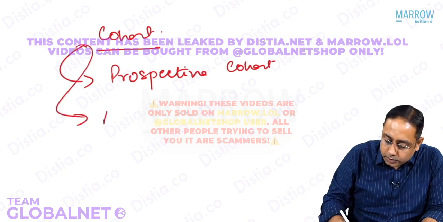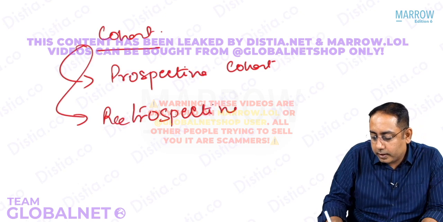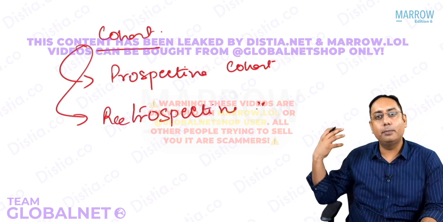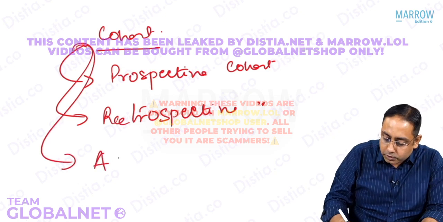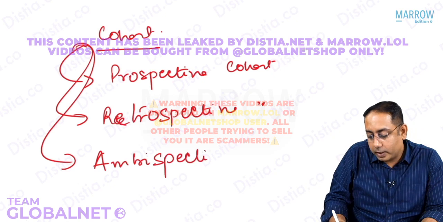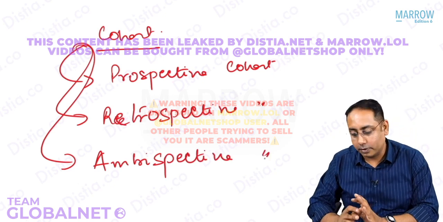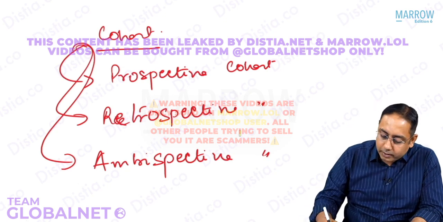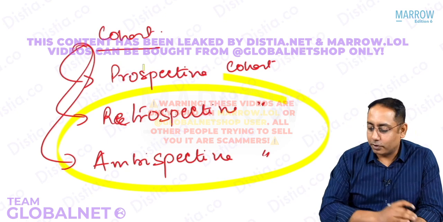But the cohort could also be a retrospective cohort. When do we say a retrospective cohort? When we go back in time and take people with the risk factors or no risk factors. And there could also be an ambispective cohort. What is an ambispective cohort? It is a mixed cohort, that is the retro and the pros element cohort. So these were some of the points that you would like to remember about retrospective cohorts and ambispective cohorts.